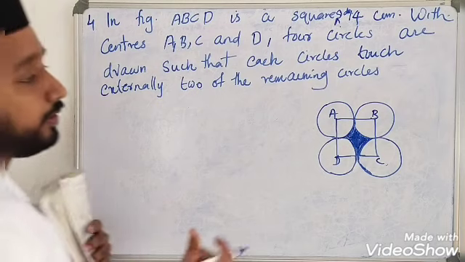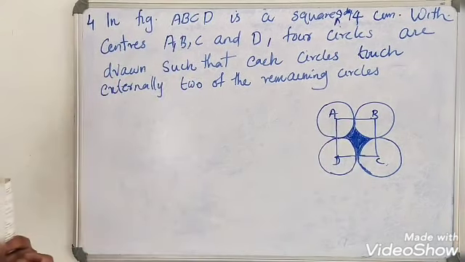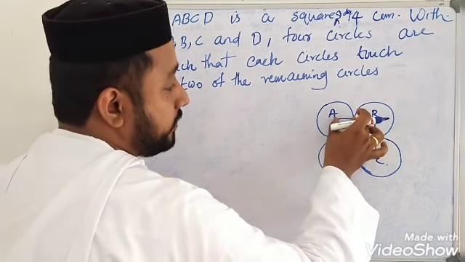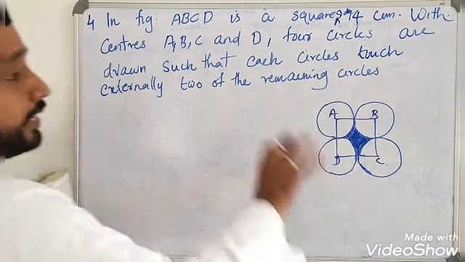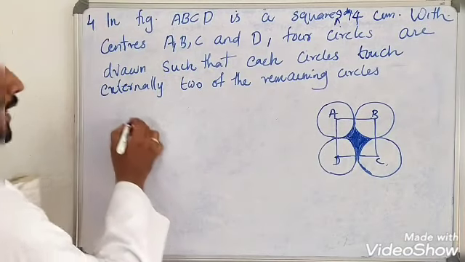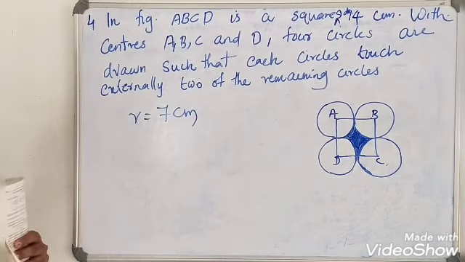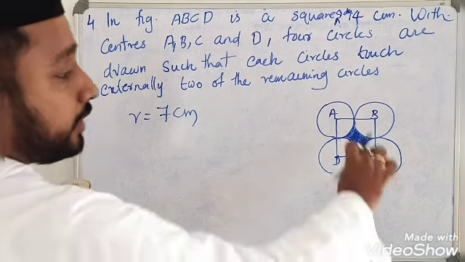So this is the side of the square. This is the radius of the circle, and all circles have equal measures. So the total length is 14, so the radius is equal to 7 centimeter. Therefore the radius of the circle is equal to 7 centimeter. We have to find this portion.